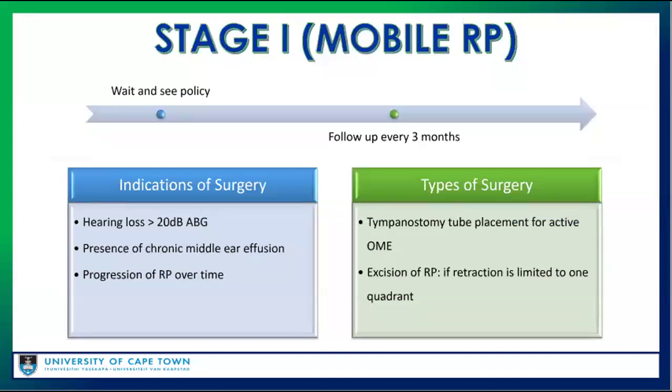Roughly, based on the Karakon classification, one can have the following steps of management. For stage 1, which means a mobile retraction pocket, one can wait and see and follow up the patient every 3 months. The indications of surgery in this stage would be if there's a hearing loss greater than 20 decibels in air-bone gap, if there is a presence of chronic middle ear effusion, and if there's progression of the retraction pocket over time. The types of surgery one can undertake would include a tympanostomy tube placement for the active middle otitis media with effusion and excision of the retraction pocket.